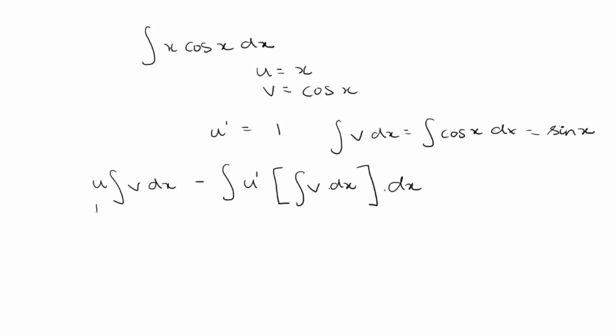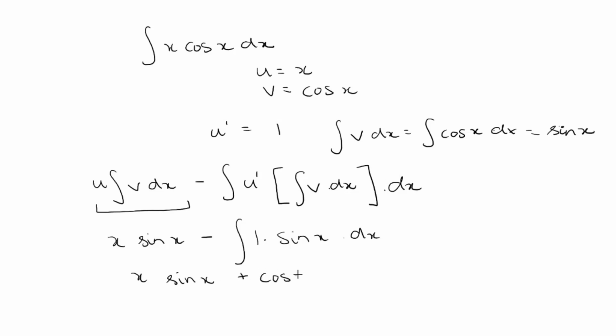So we know that u times the integral of v dx is basically x times sine x, which we have found out, minus the integral of u prime, which is 1, times the integral of v dx, which is sine x, all with respect to x. So the answer is x times sine x plus cosine of x plus c. Let's have a look at another example.